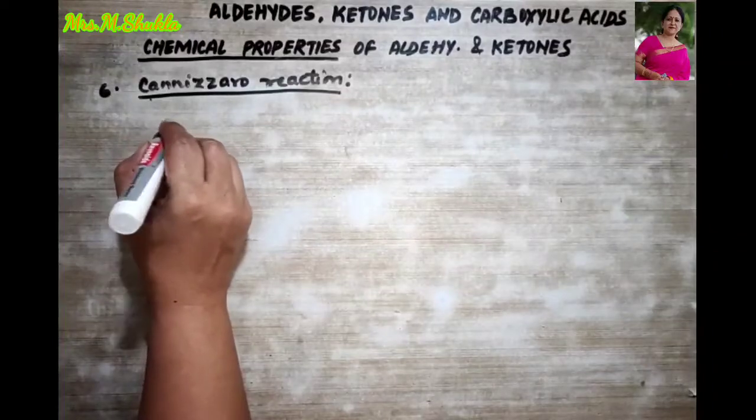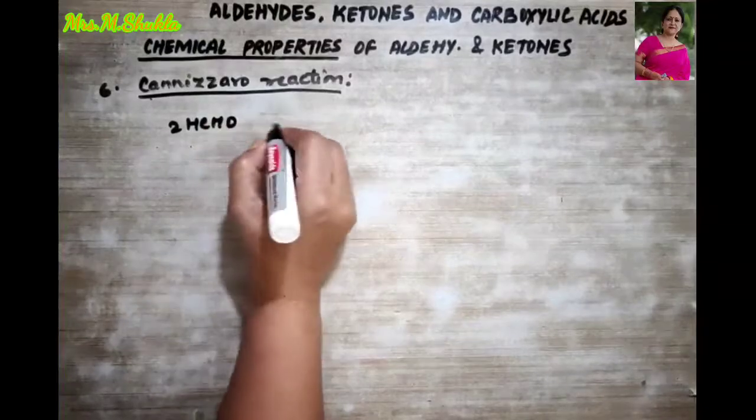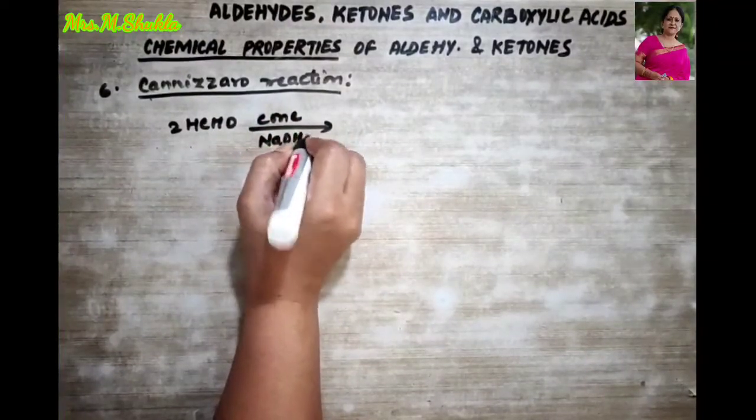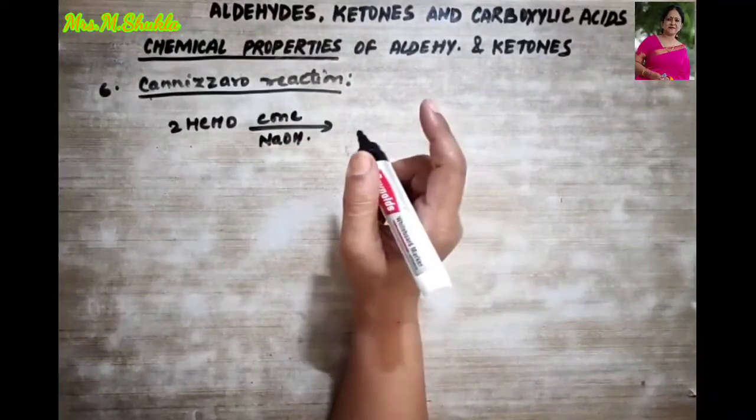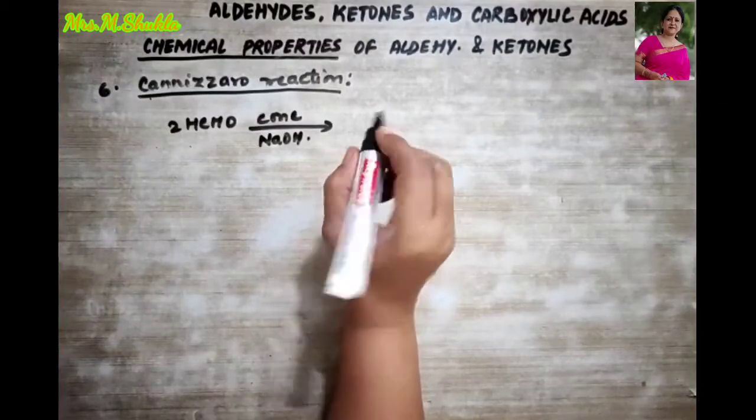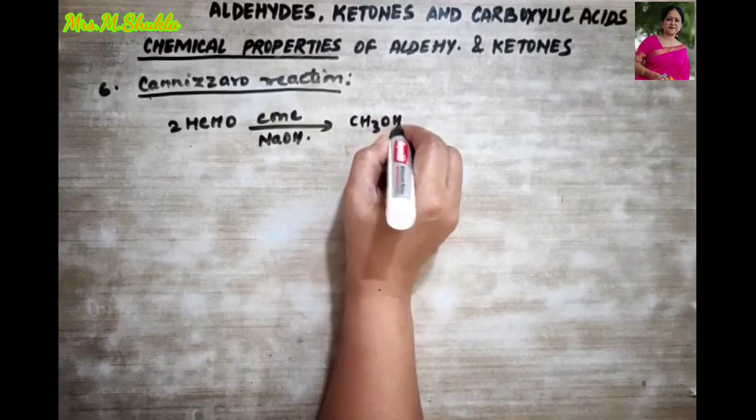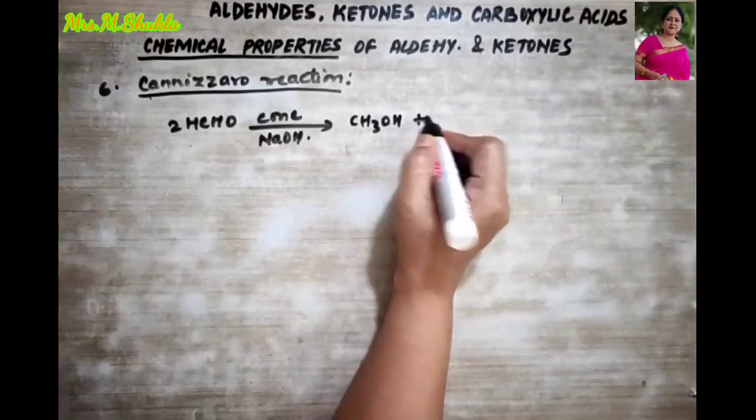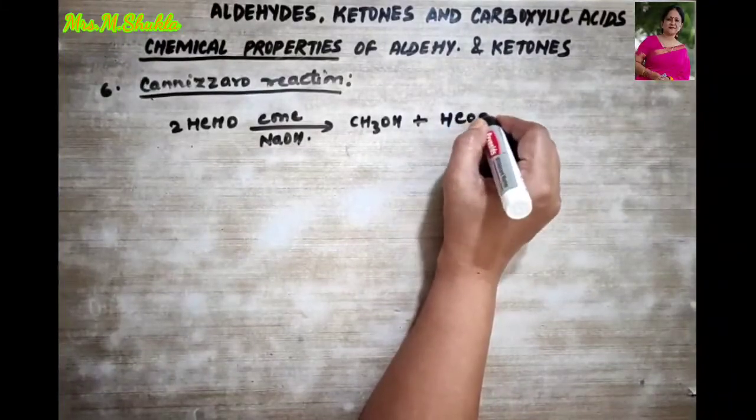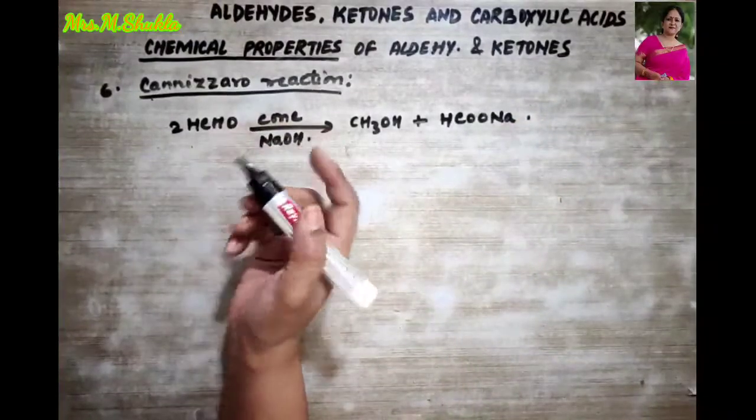For example, if we take formaldehyde HCHO and treat it with concentrated NaOH, what do we get? As I told you, a primary alcohol and a salt of an acid. The primary alcohol over here will be CH3OH, that is methanol, plus the salt of an acid, sodium formate, HCOONa, right? Now another, as I told you, benzaldehyde.